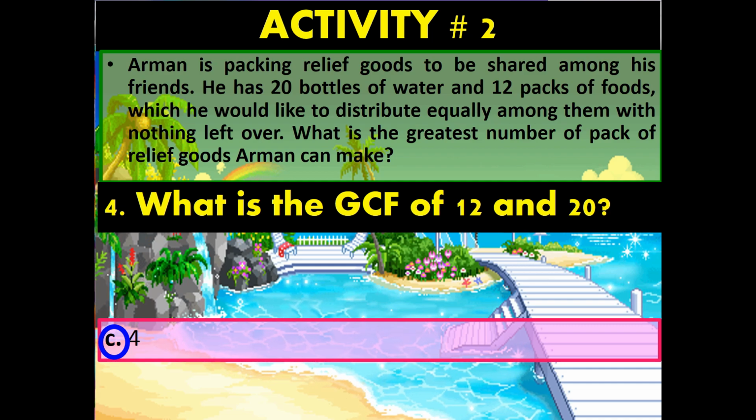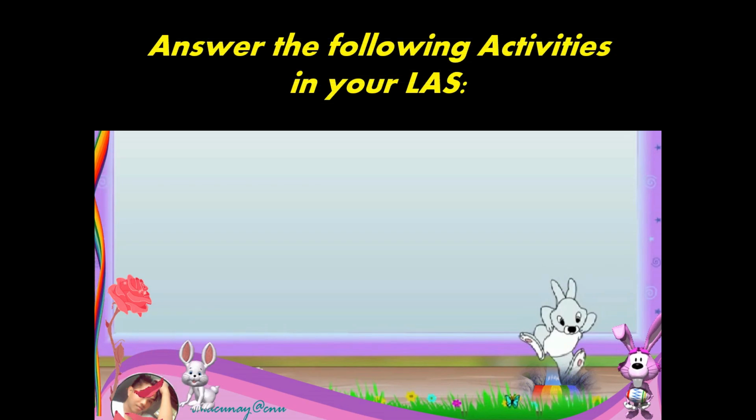Who got 4 and 3? Wow, amazing. Those who got below 3, study harder. Now, on a separate sheet of paper, please answer problem 3 on page 5 and problem 4 on page 6 of your learning activity sheets. To check the accuracy of your answer, you may refer to the answer key provided on page 15.